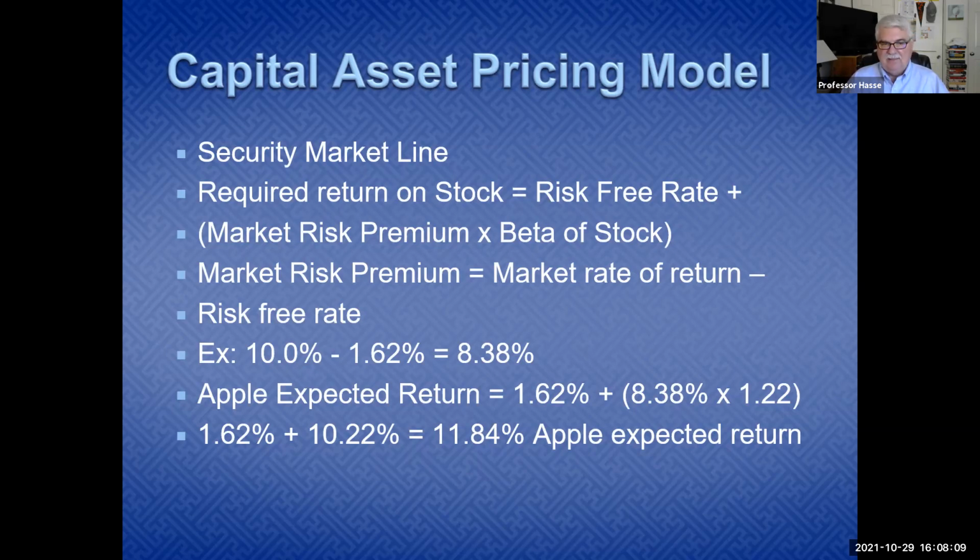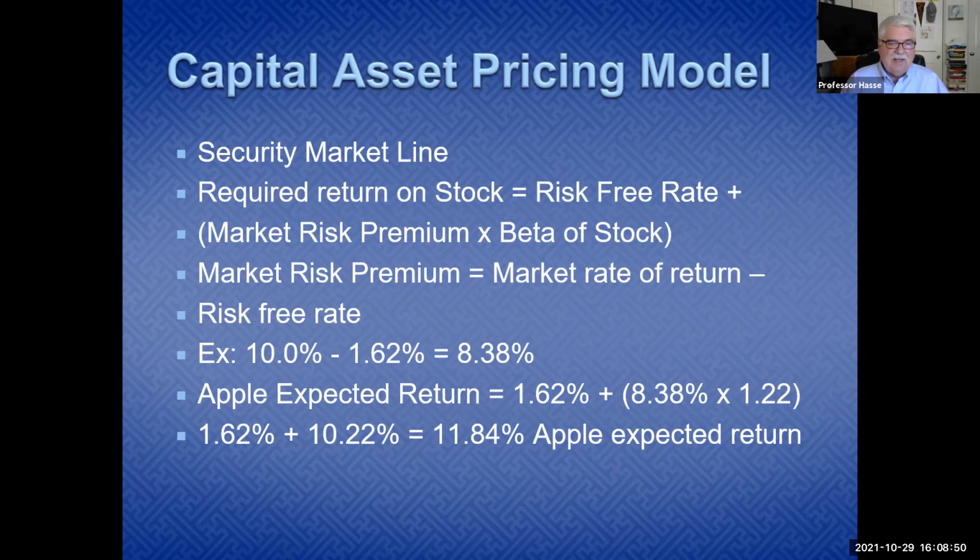So if I apply that to that security market line required rate of return formula, Apple's expected return is the 1.62% risk-free rate plus the 8.38% market risk premium times the beta of Apple, 1.22. That equals 1.62 plus 10.22%, which means that right now I should expect in the next 12 months an expected return on my Apple stock, in relationship to its risk in the market, of 11.84%.